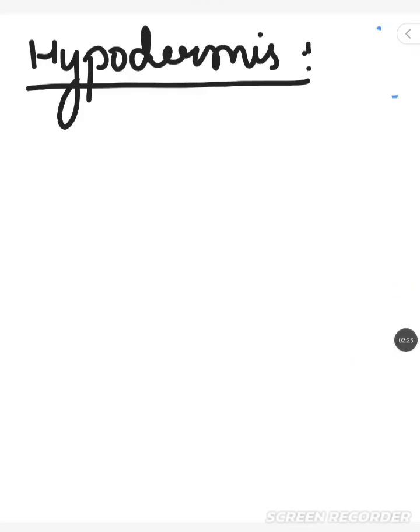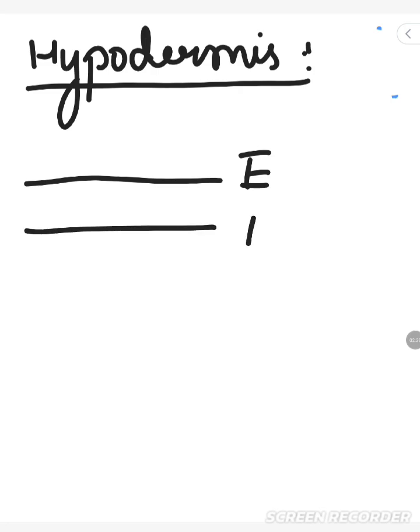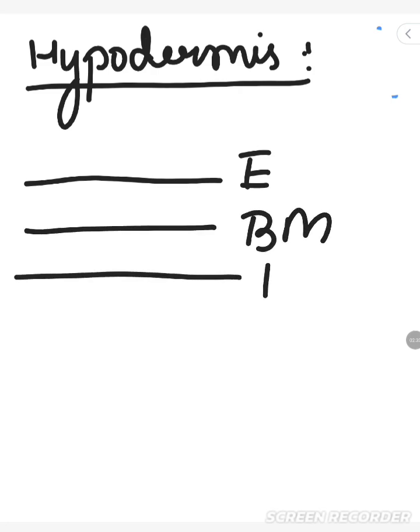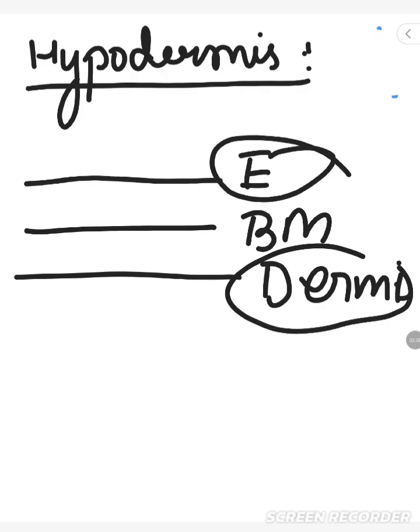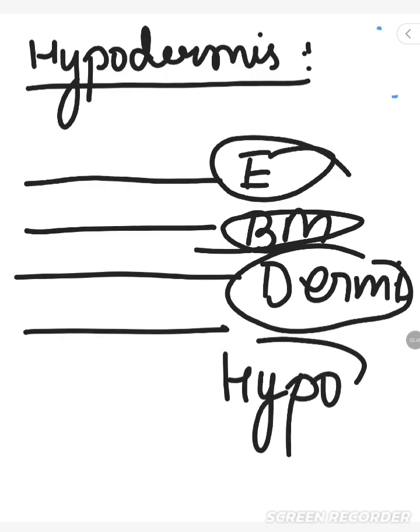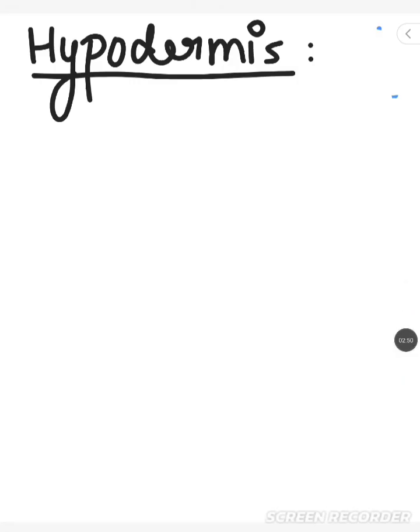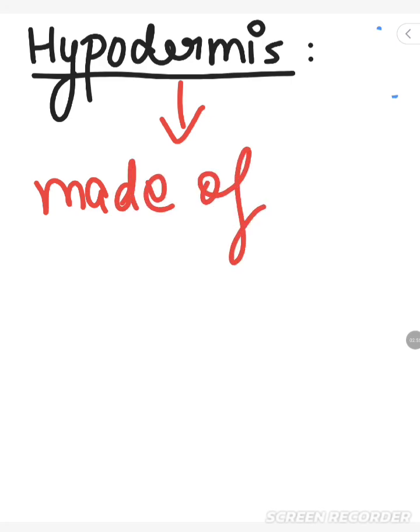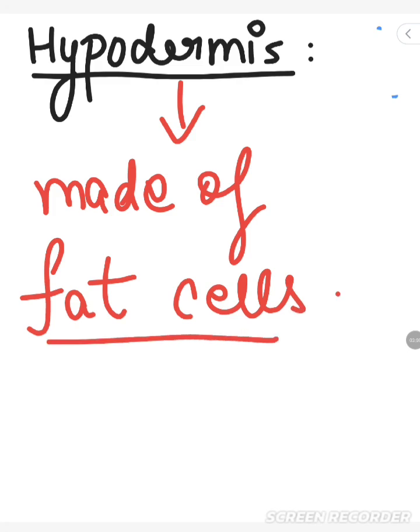Next one is hypodermis. The very first we have is epidermis. Next is basement membrane. Next is dermis. This epidermis and dermis, the junction is known as basement membrane. And below the dermis we have hypodermis. So what is hypodermis? This hypodermis is made up of fat cells.